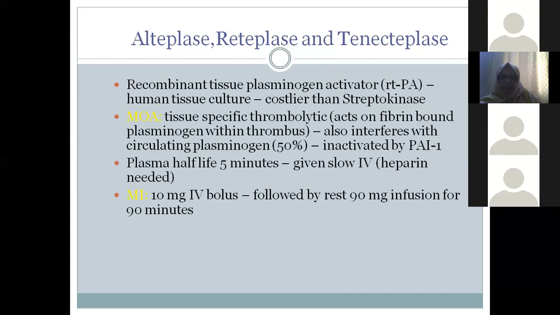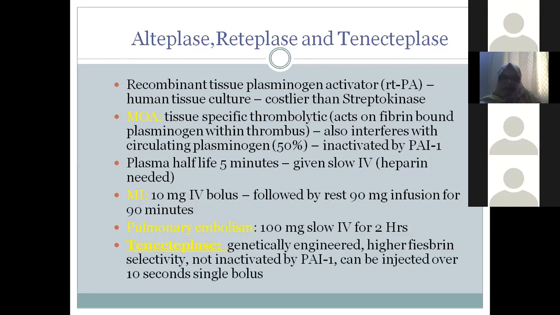For myocardial infarction, 10 milligram IV bolus; you don't need to remember the dose. For pulmonary embolism, you need to remember the indications for alteplase and reteplase, but you don't need to remember the doses over the time. Tenecteplase is a genetically engineered drug. It has higher fibrin selectivity and is not inactivated by plasminogen activator inhibitor. It can be injected over 10 seconds and used as a single bolus. Tenecteplase.